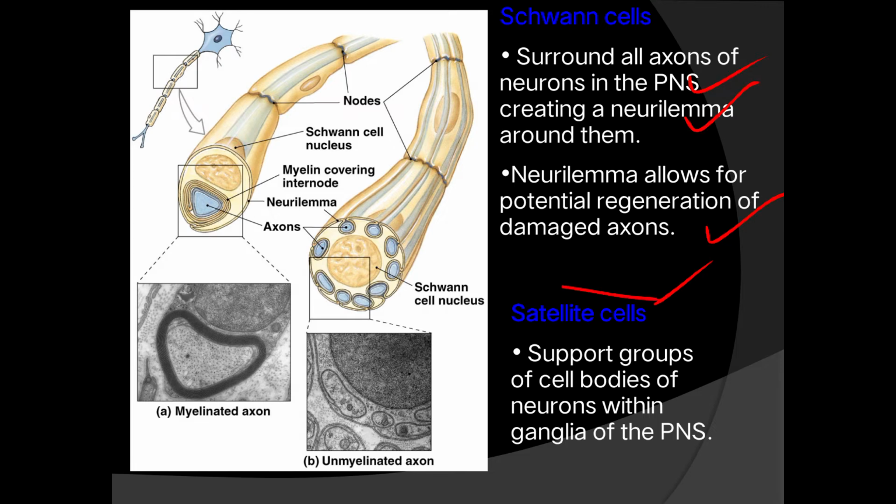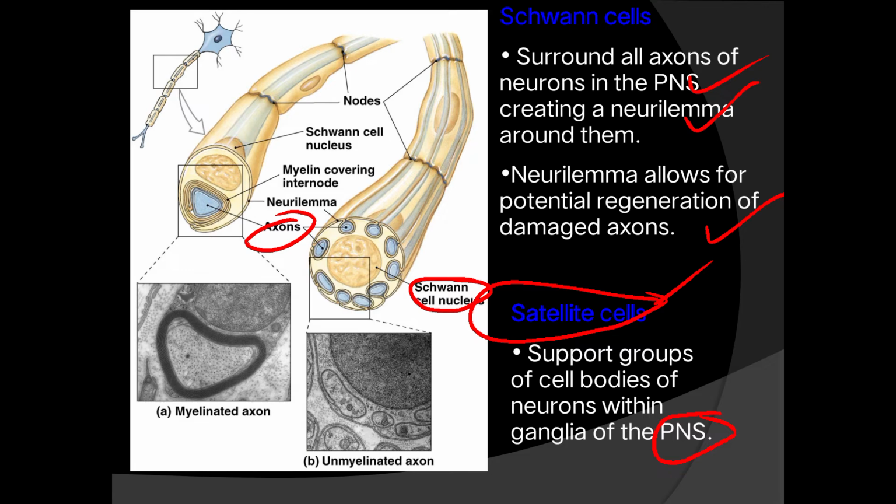So, stellate cells are what? They are supporting the group of cell bodies of the neurons within the ganglia of the peripheral nervous system. So, that is the cell of the peripheral nervous system. So, in this photograph, we can say Schwann cells are visible. These are the axons, and the covering is called Schwann cells.